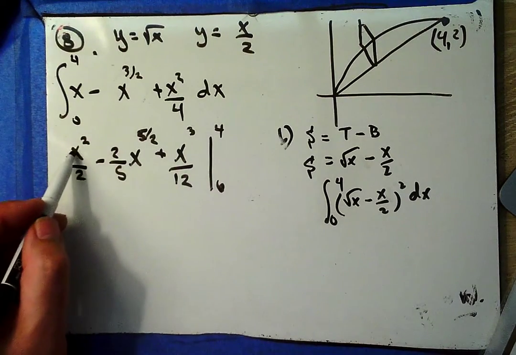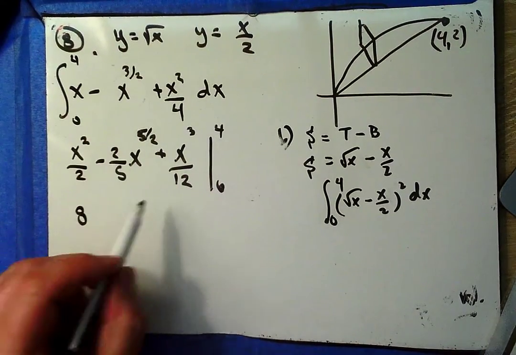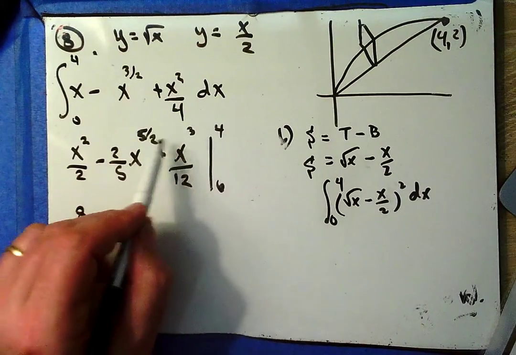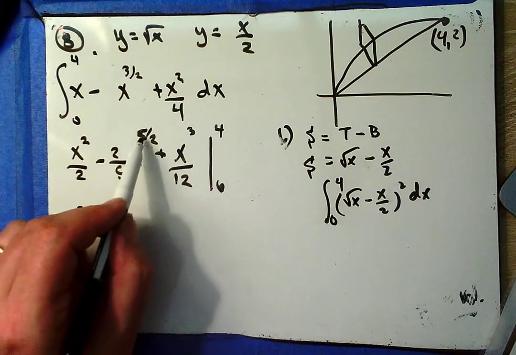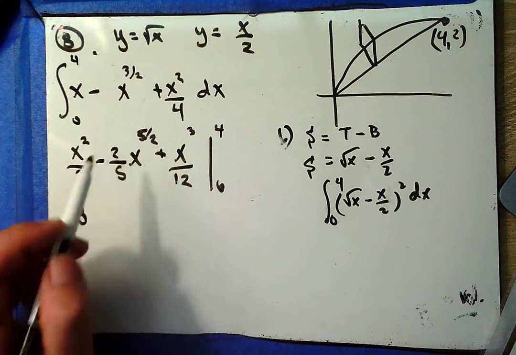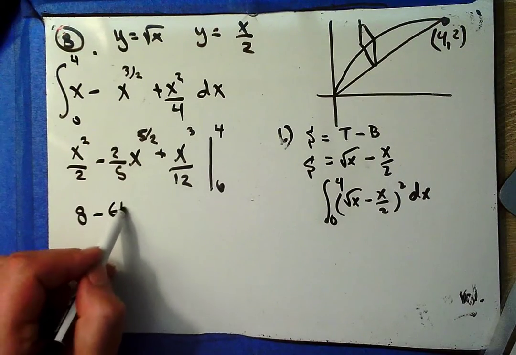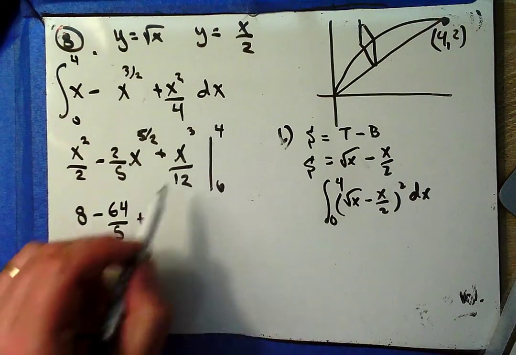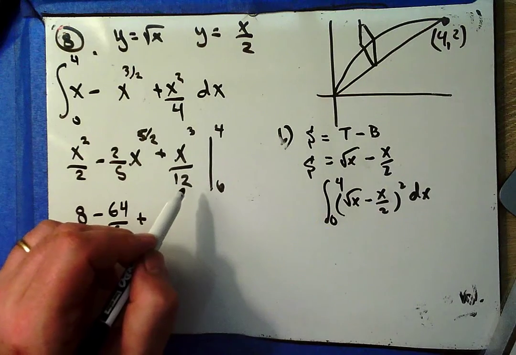4 squared is 16 divided by 2 is 8. Square root of 4 is 2. 2 to the 5th is 32 times 2 is 64/5 plus 4 to the third.